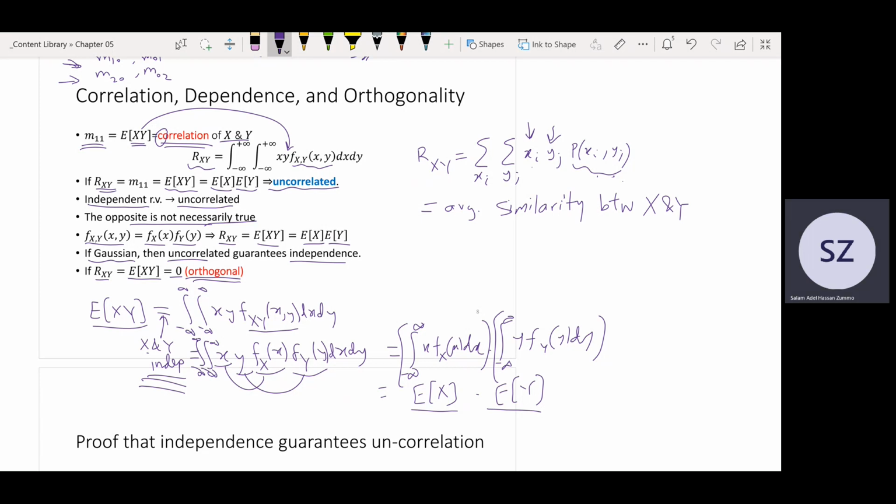and we call it Rxy, which is the second joint moment, M11, the expected value of XY. And we see that if this expected value can be decoupled into the product of the expected value of X multiplied by the expected value of Y, then we call this uncorrelated.